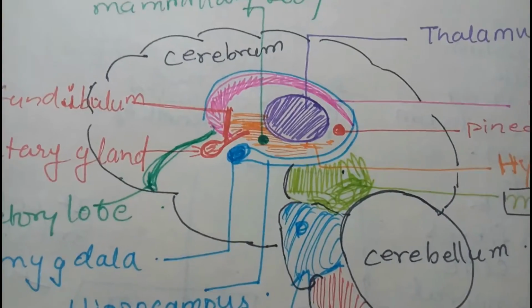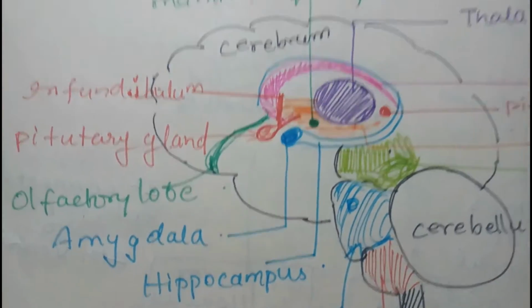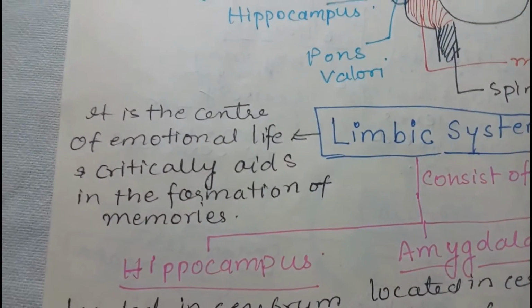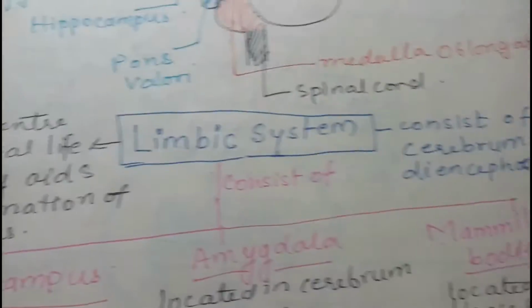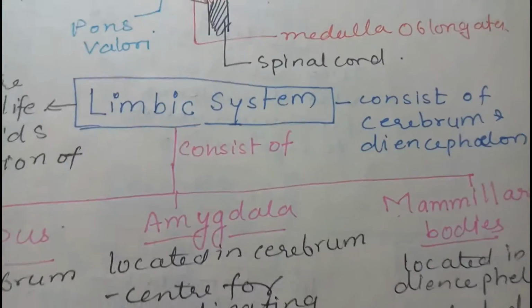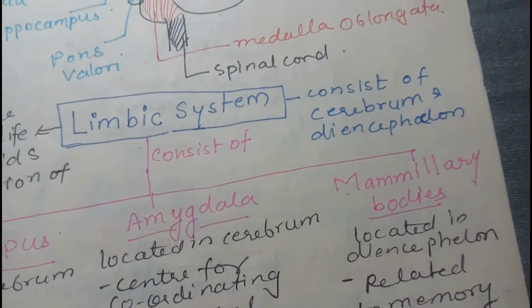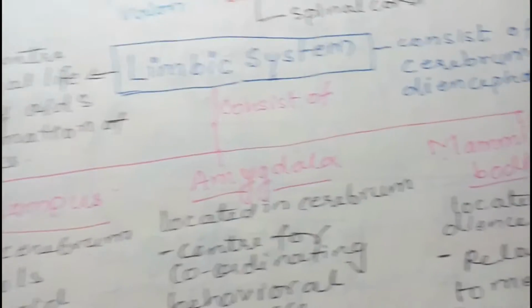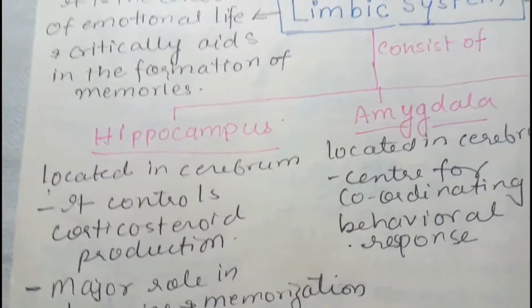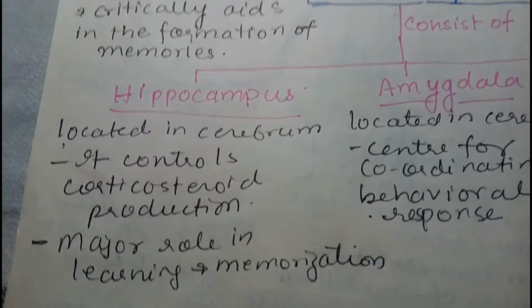Now it is the limbic system. Over here you can see the amygdala and hippocampus area. They are part of the limbic system. It is the center of emotional life and critically aids in the formation of memories. So all kinds of learning, whatever you memorize, or rote learning, takes place from this area. It consists of the cerebrum and diencephalon, and it consists of the hippocampus, amygdala, and mammillary body. These are the main parts.